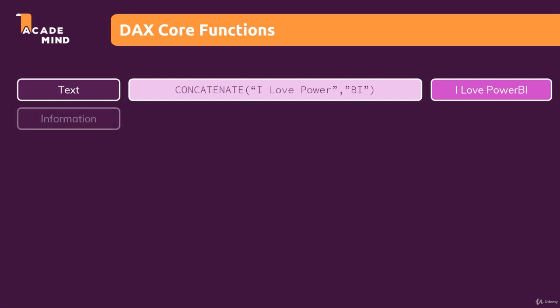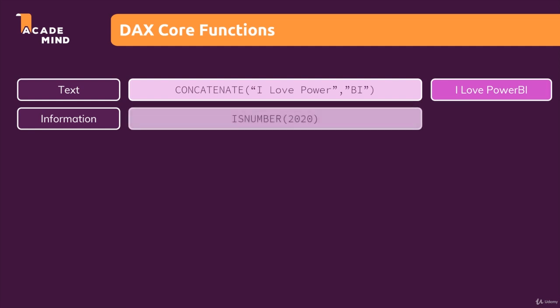We also have so-called information functions. What's an information function? Well, an information function is this isNumber example I was referring to earlier when we talked about Booleans. Information here simply means we can find out more about our data we want to analyze. Here I want to find out whether 2020 is a number. Well, obviously this is true. Therefore, we also get back a Boolean here confirming this.